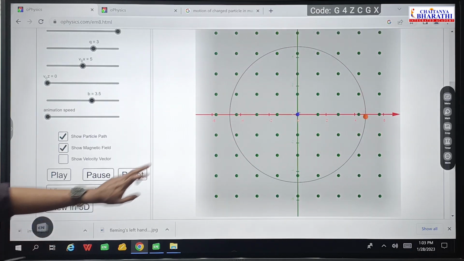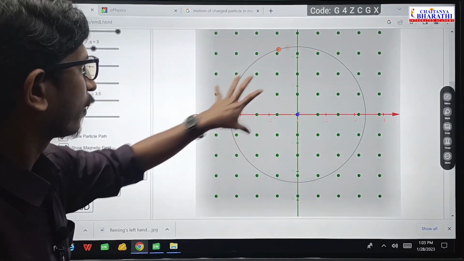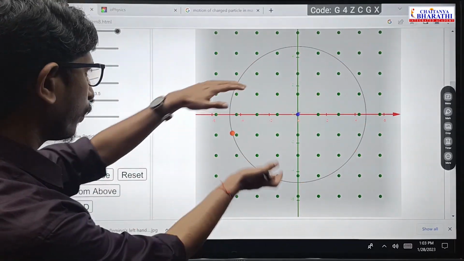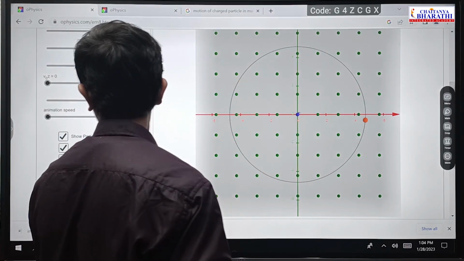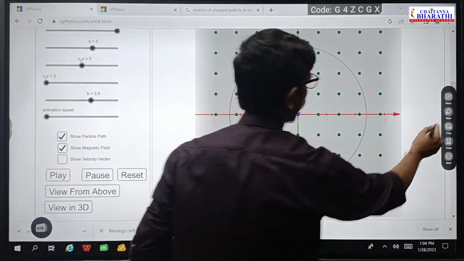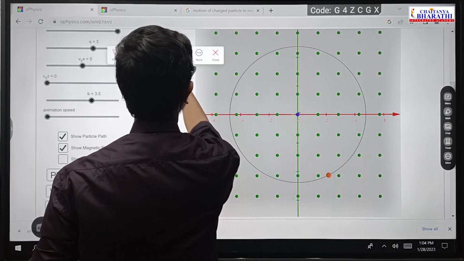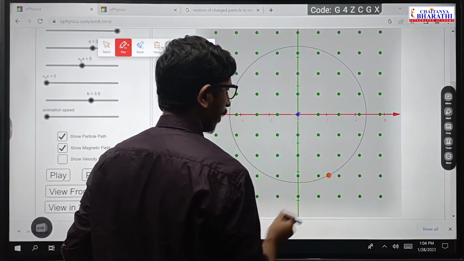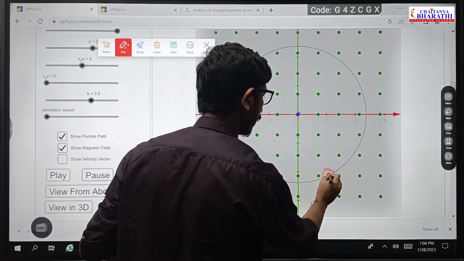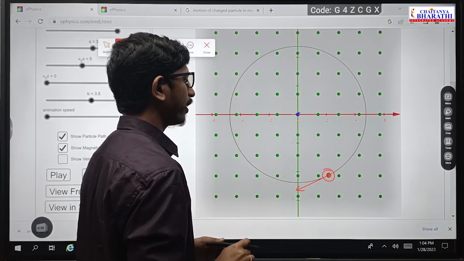Let's say I'm looking from the top view: the field is continuously outward. If I'm looking from the side view, the field is outward, so automatically, as the magnetic field is in the outward direction and this charged particle is moving this way, which direction is the force going to be?